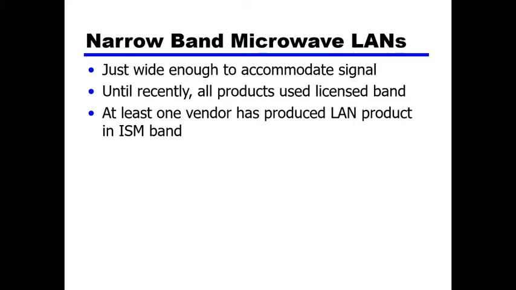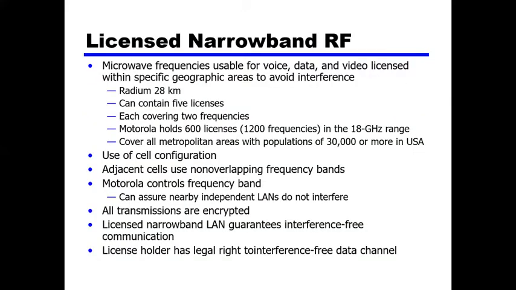just wide enough to accommodate the signal. Until recently, all products used licensed band. At least one vendor has produced a LAN product in the ISM bands. Licensed narrowband radio frequency: microwave frequencies usable for voice, data or video are licensed within a specific geographic area to avoid interference. With radius about 25 km can contain 5 licenses, each covering 2 frequencies.